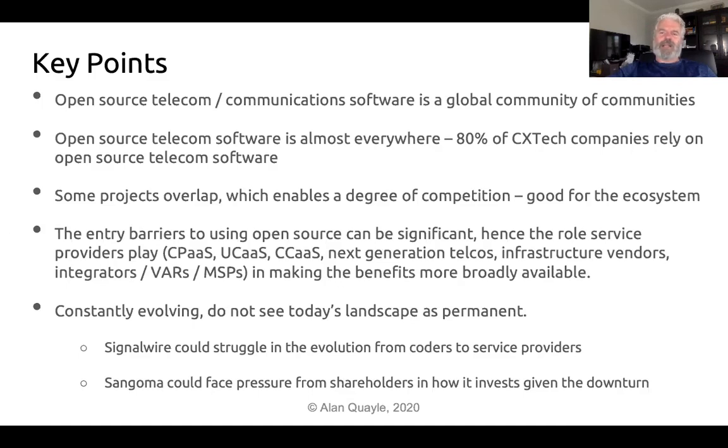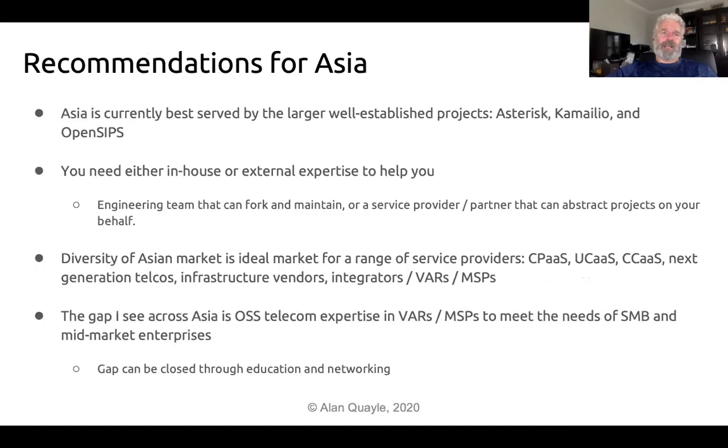but this is a landscape that's evolving. SignalWire could struggle in its evolution from coders to being service providers. So you might see that project change its focus. Sangoma could face pressure from shareholders given the current, and emerging, recession, and where it invests during the downturn. So again, that landscape is as it is, but these changes are true for any software company out there today.